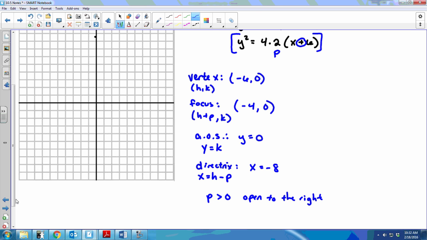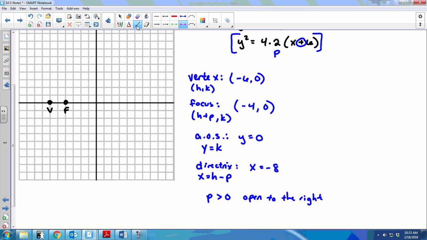So if we graph this, the vertex is at negative 6, 0, and the focus is at negative 4, 0. We already know it's going to open to the right, and we know that for sure, again, because the parabola opens up towards the focus. The focus is going to be inside.